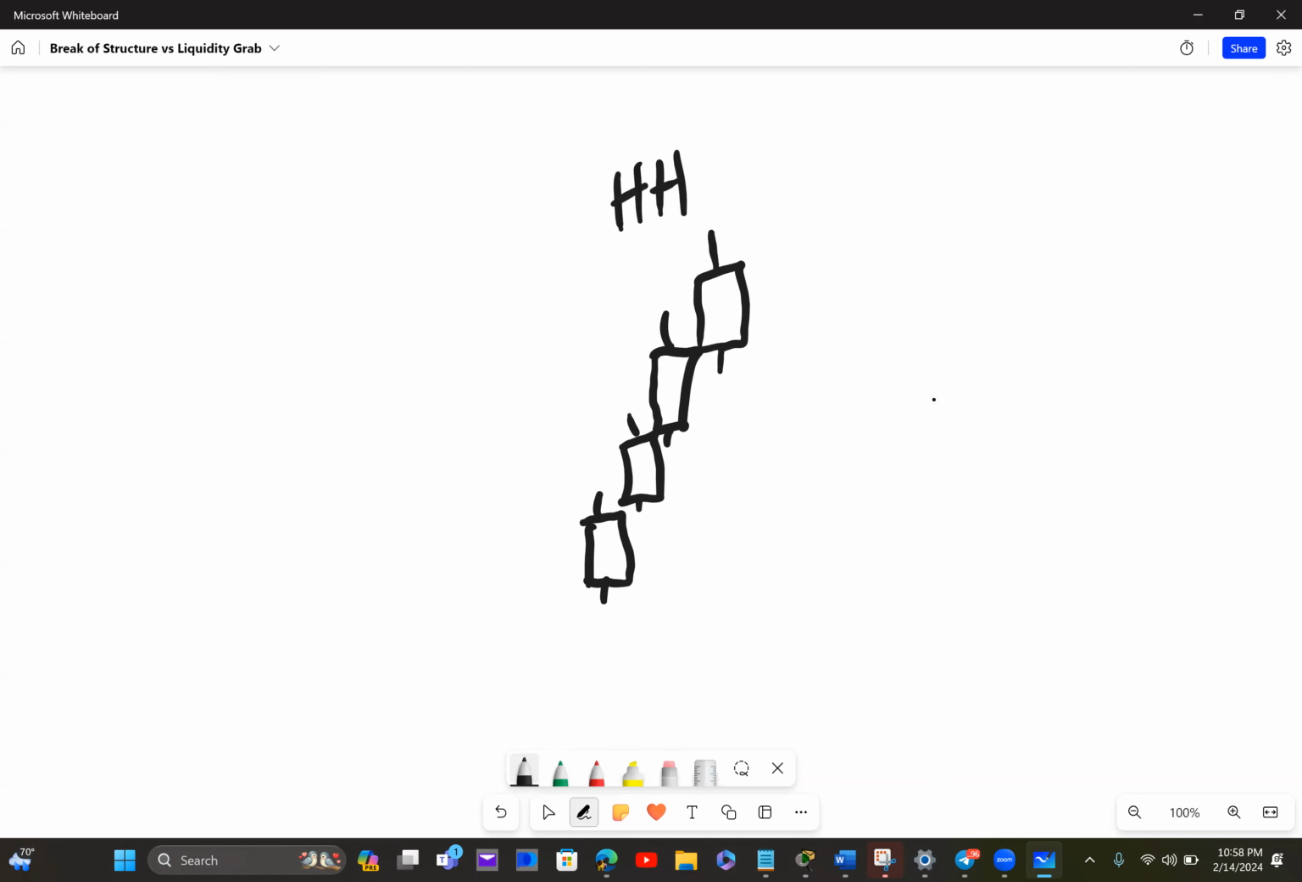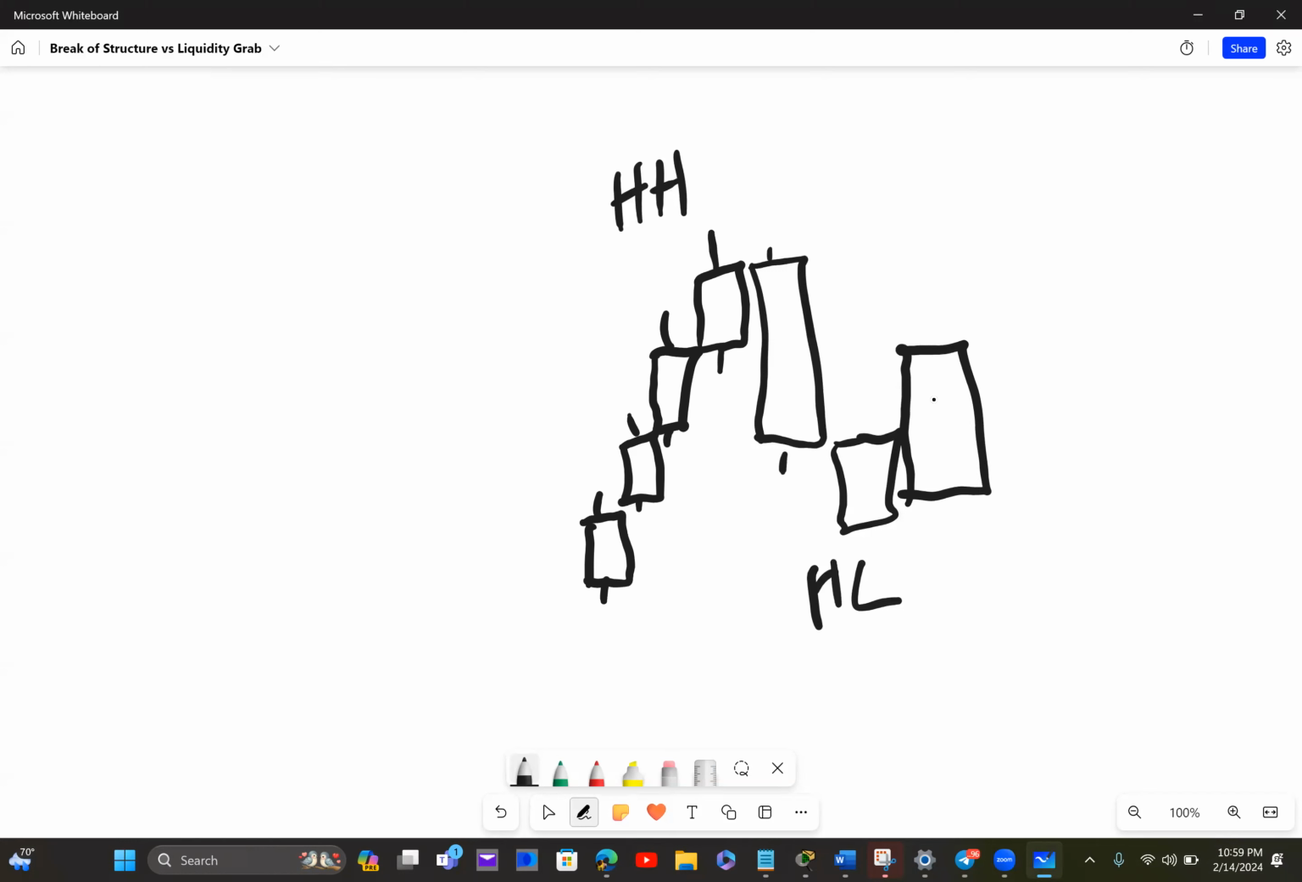Then all of a sudden, it's going to start coming down. Boom, boom, boom. Might get a little wick there, come down. This is going to be your higher low. Then it's going to start going up again. Boom. Then again. Boom. So now, first I'm going to show you a break of structure. So remember, this is your higher high right here.